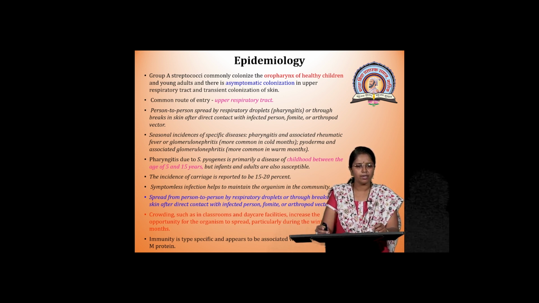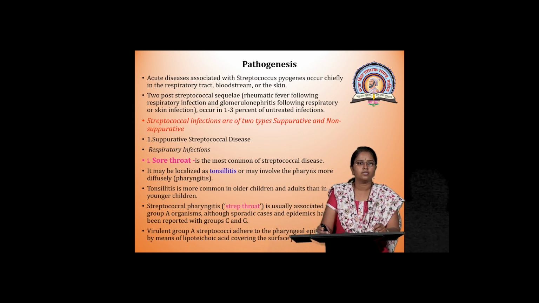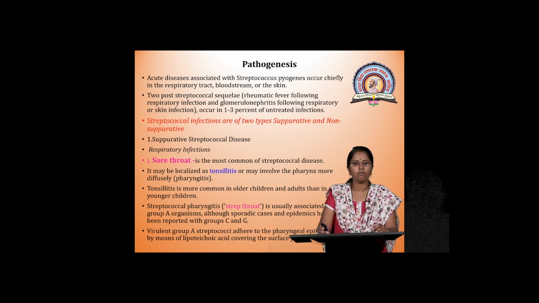Immunity is type specific and appears to be associated with antibody to the M protein. Streptococcus pyogenes is responsible for causing acute disease, that is, the respiratory tract, bloodstream or skin can be infected and acute symptoms may occur. Two post-streptococcal sequelae, rheumatic fever following respiratory infection and glomerulonephritis following respiratory or skin infection, can occur in 1 to 3% of untreated infections. If the infection remains untreated, in 1 to 3% of people we can see the severe sequelae of streptococcal infection, that is rheumatic fever or glomerulonephritis.